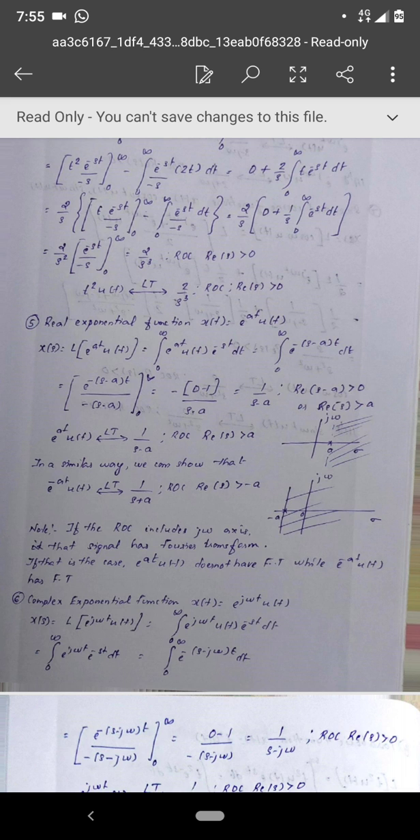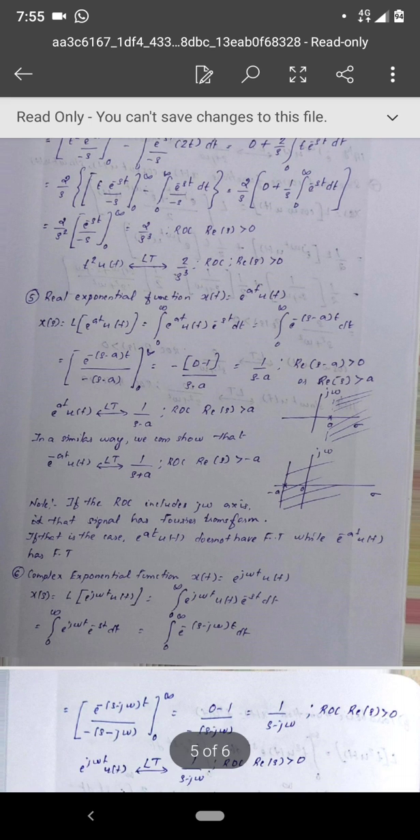Okay, and that has a significance. I'll tell that just now. Similarly, if it is e raised to minus at u of t, that definitely has a Fourier transform, because that signal is a converging signal. And if you perform the Laplace transform, you'll get 1 by s plus a.